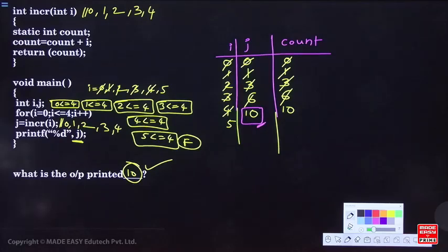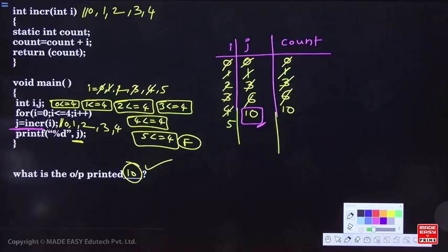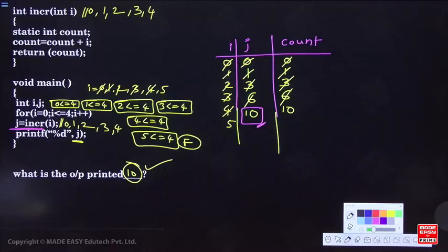Just see how I am... Pratiksha, look at here. In j, whatever value the increment function returns, whatever the value returned by the increment function, that is assigned to variable j. See this statement here, return count, this return value will be assigned to j. Pratiksha, is this clear? Did you understand?